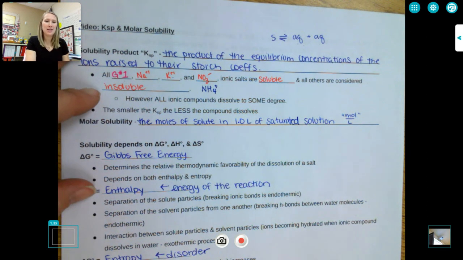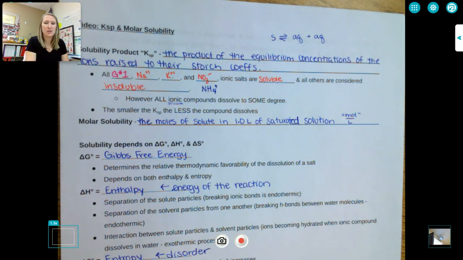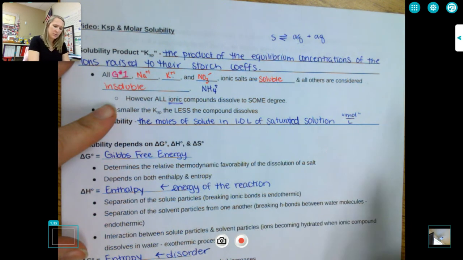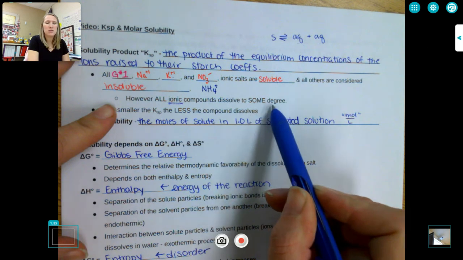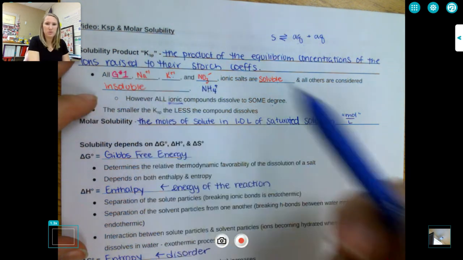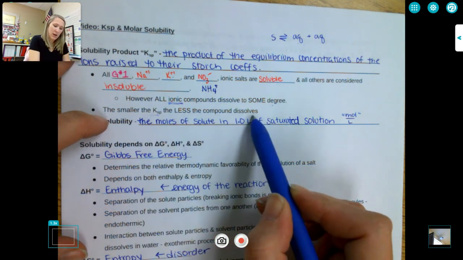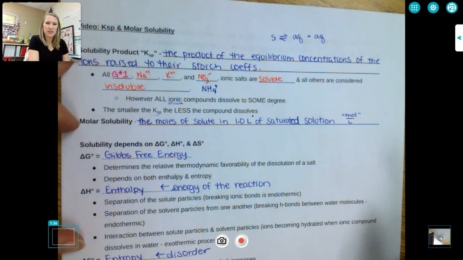However, in reality, all ionic compounds, because they're ionic, when they're in water, the water can come and attack the ionic compound and pull it apart because of those ion-dipole interactions. So everything does dissolve to some degree, and we'll see that with different Ksp values. Okay, so the smaller the Ksp value, the less the compound dissolves. So the bigger the Ksp value, the more soluble a compound is.